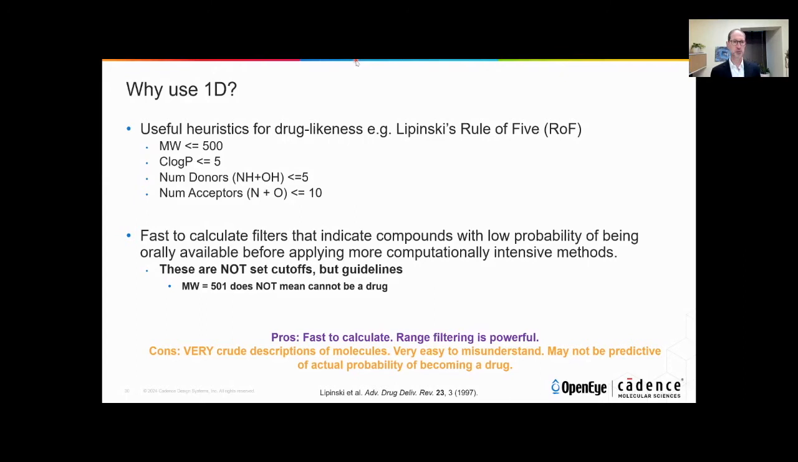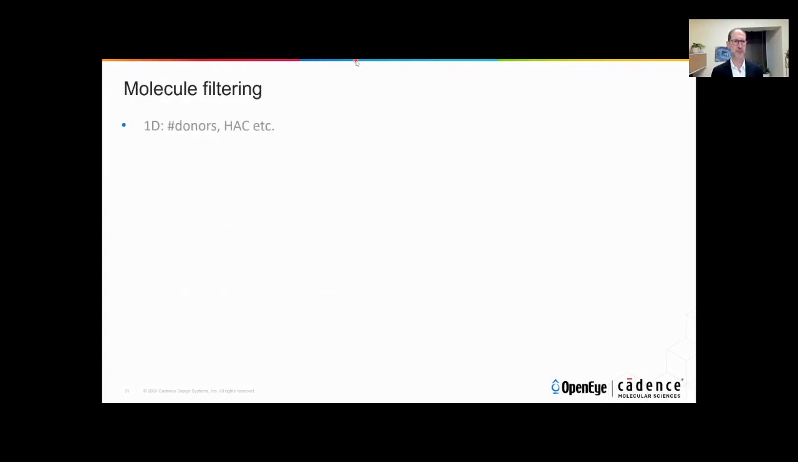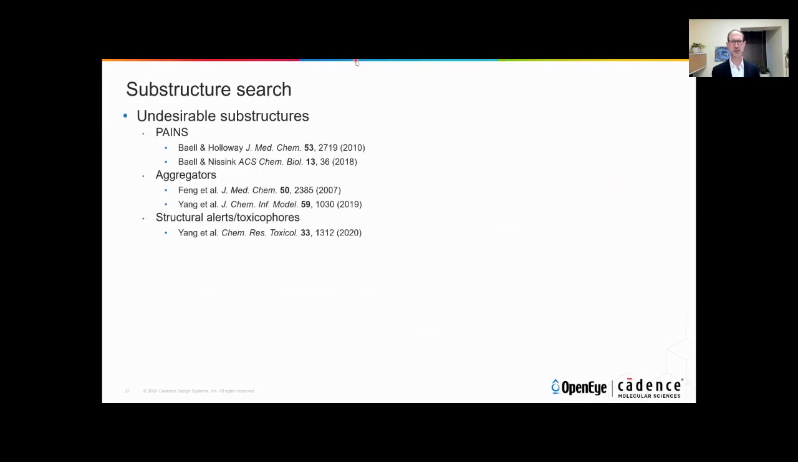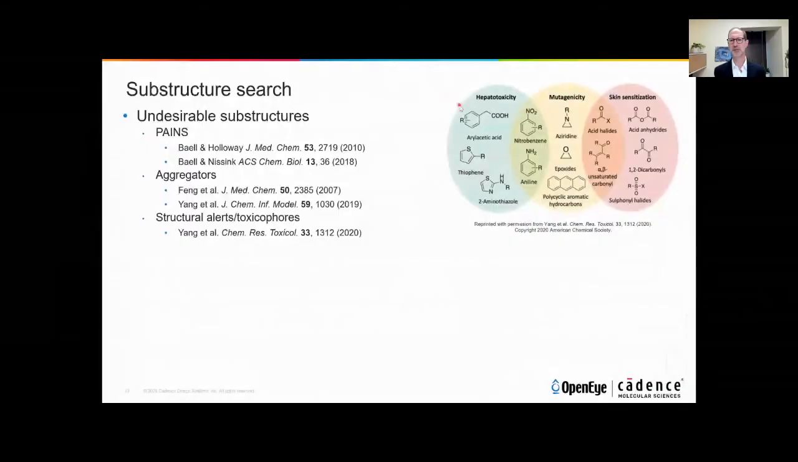So we can use these 1D methods, and they can be powerful if used in a thoughtful way. Next up is to think about the molecule as a fully connected molecular graph, where the nodes are the atoms and the edges are the bonds. And in this sort of representation, we can do substructure searching. Most of this is applied to remove substructures that we don't want in the molecules in our database. I'll take one particular example: structures that impart toxic properties to the molecule in the body.